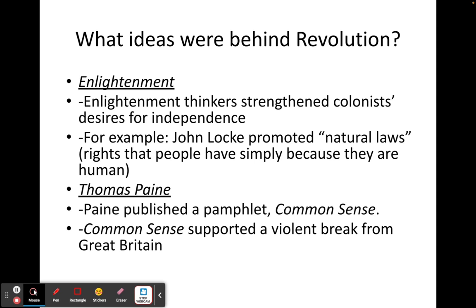So what ideas were behind the revolution? The ideas of the Enlightenment. You might remember learning about the Enlightenment in world history. There were all these new thinkers that promoted these ideas, like John Locke promoting natural laws, which is basically rights that you have simply because you're a human being. We have Thomas Paine, who publishes a pamphlet, basically an essay called Common Sense. Think of it as a persuasive essay where he persuades supporting a violent break from Great Britain.